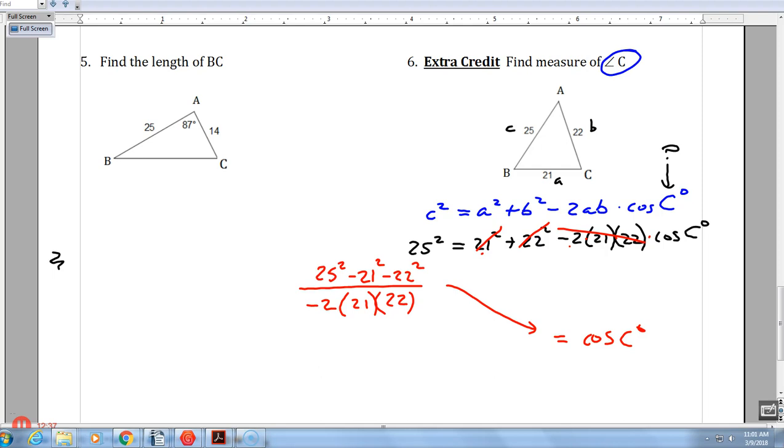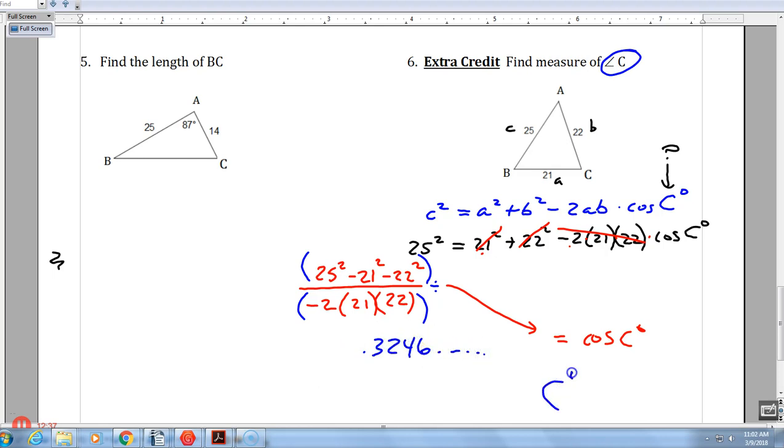So you've got to be careful punching this in because of order of operations. I would put a big fat parentheses around the top and another big fat parentheses around the bottom and hit division in the middle just to be safe. So let's do this. I've got (25 squared minus 21 squared minus 22 squared) divided by (negative 2 times 21 times 22). Bam. I get 0.3246 and a whole bunch of other digits.